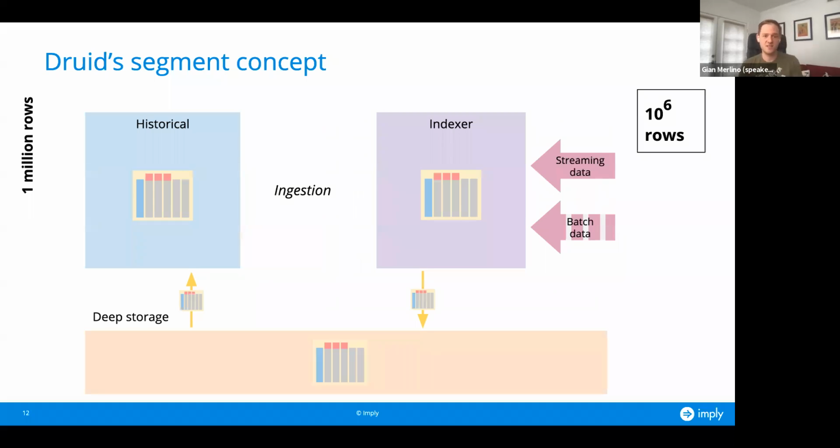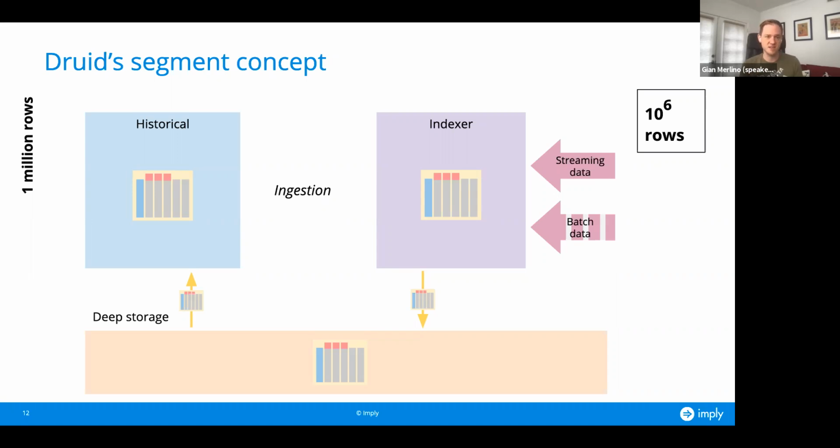Segments have a life cycle that I want to talk about a little bit that will, I think, make the structure of the cluster a little bit clearer. Segments have a life cycle. So data comes into what we call an indexer. Streaming data and batch data come in.